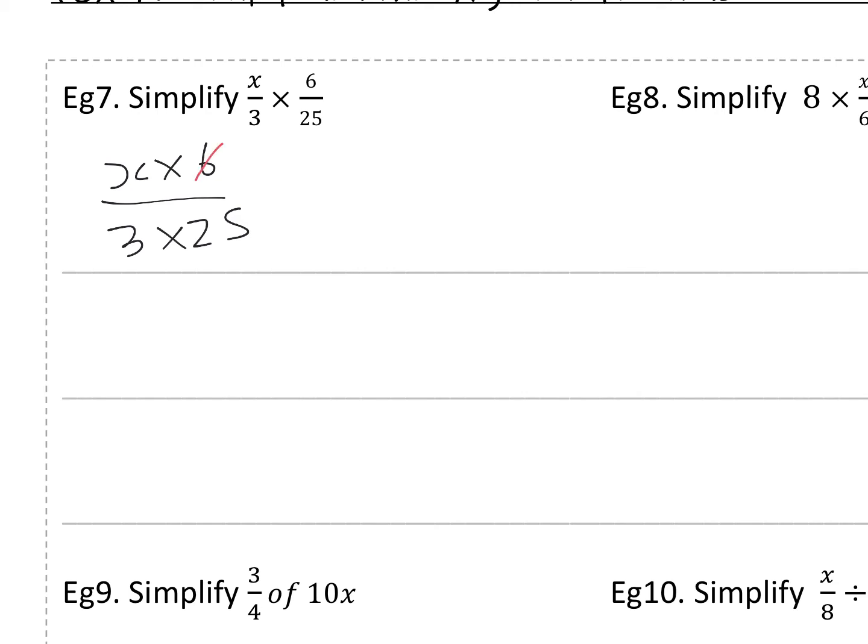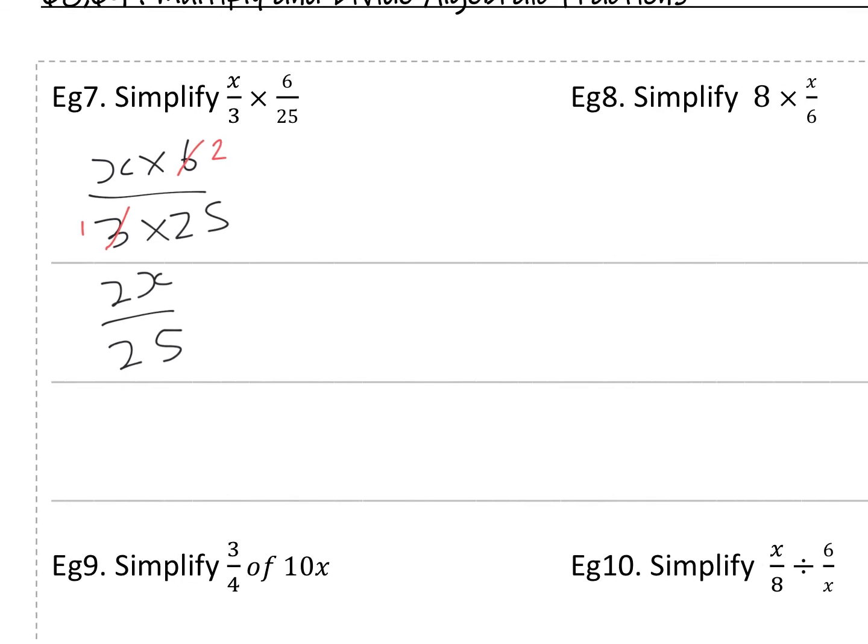Here we've got a factor of 3. If you divide the numerator by 3, divide the 6 by 3, we get 2. Divide the 3 in the denominator by 3, and we get 1. We're left in the numerator with 2 times x, which is 2x, and 1 times 25 in the bottom on our denominator, so we get 2x over 25, and that's it.